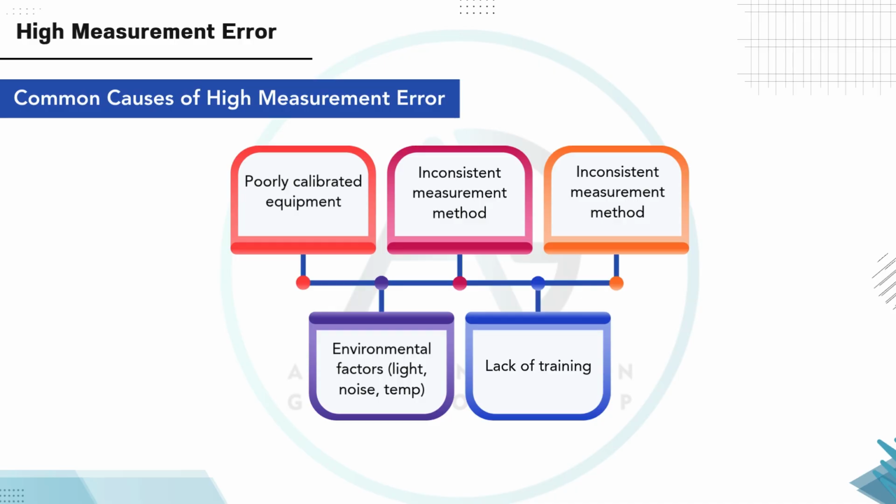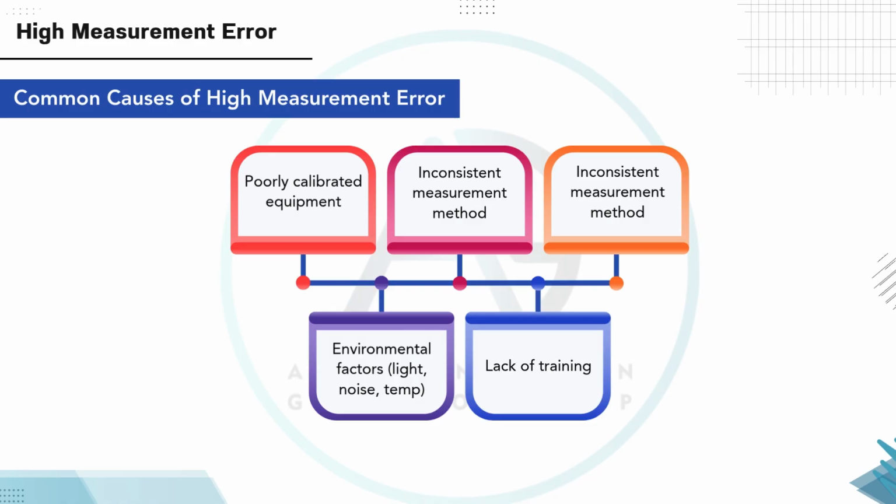Inconsistent measurement methods. When the method used to take measurements is not standardized or varies between operators, we get inconsistent results. This is often due to lack of documentation or unclear procedures. Environmental factors. Conditions like lighting, noise, and temperature can interfere with measurements, especially in sensitive environments. These need to be controlled or standardized as much as possible.